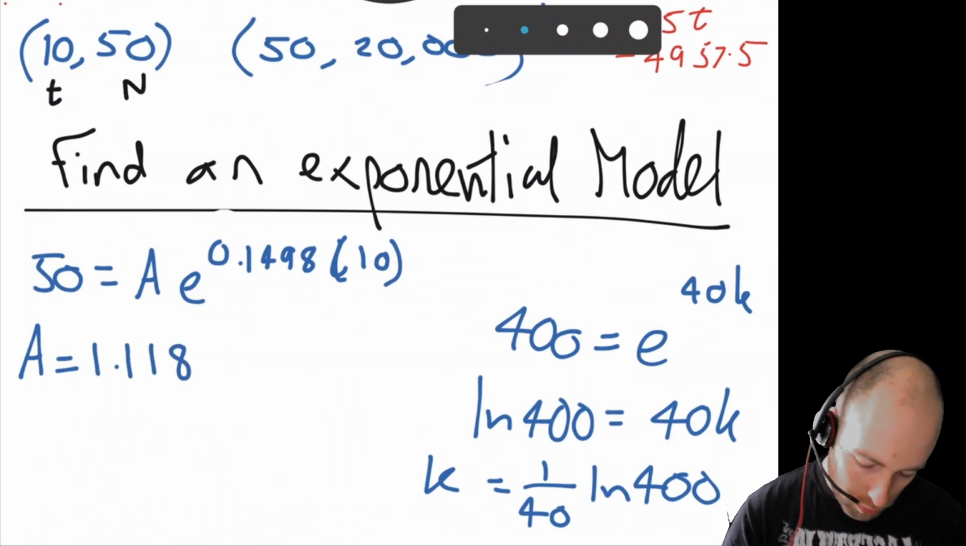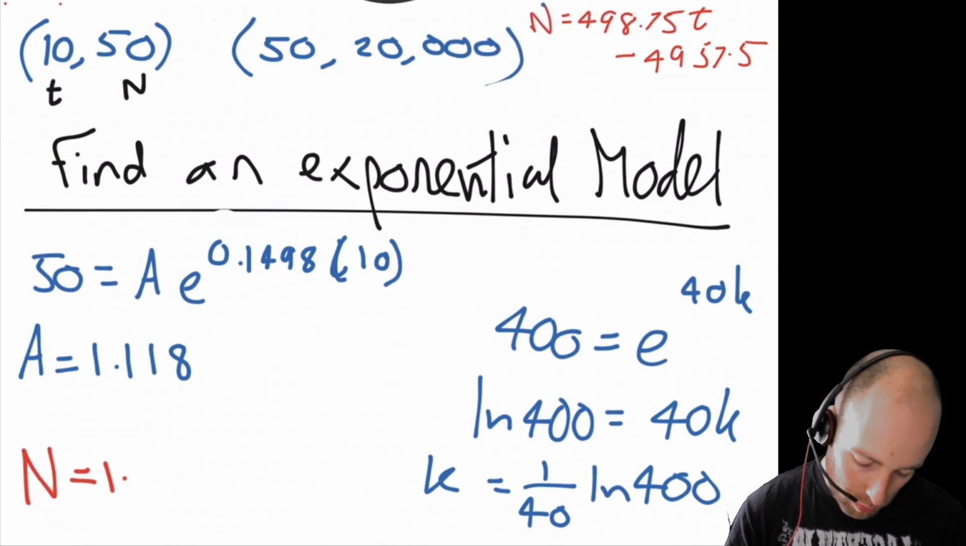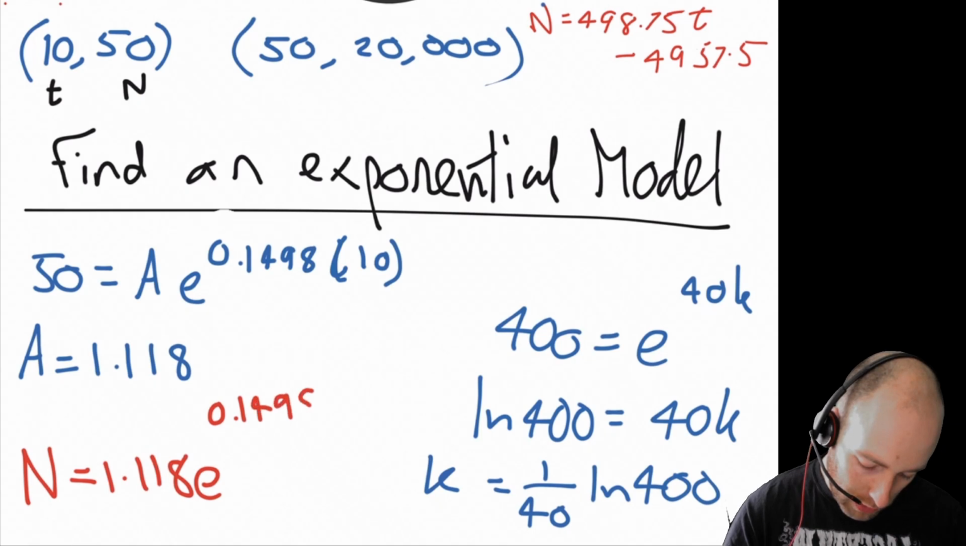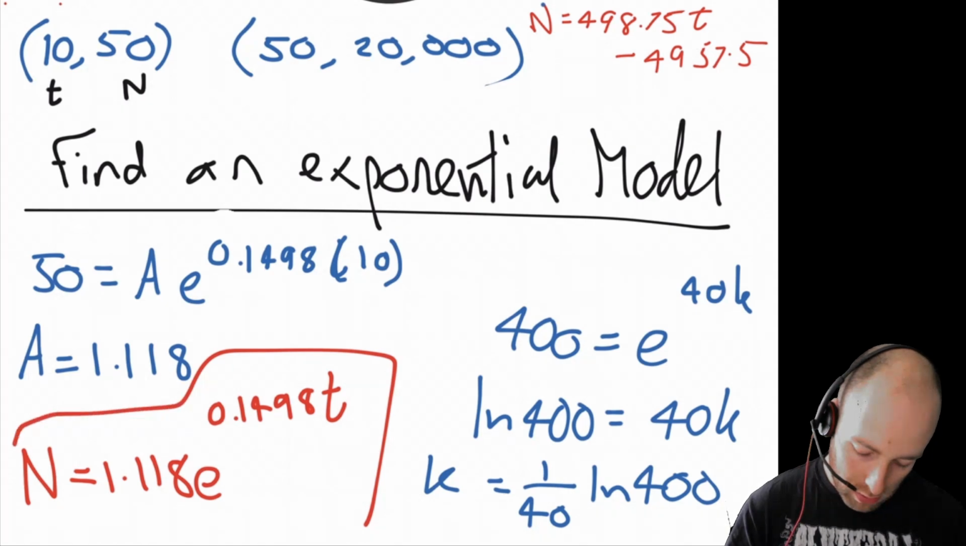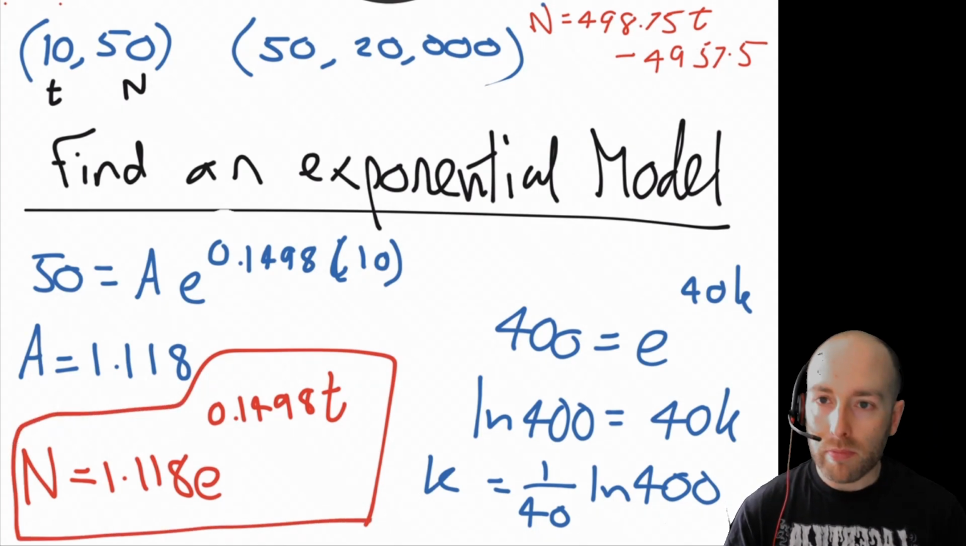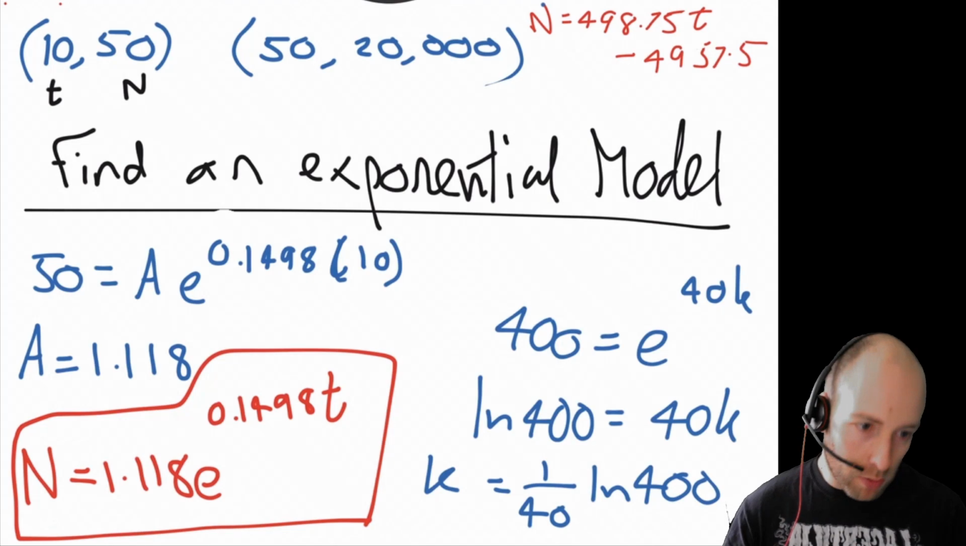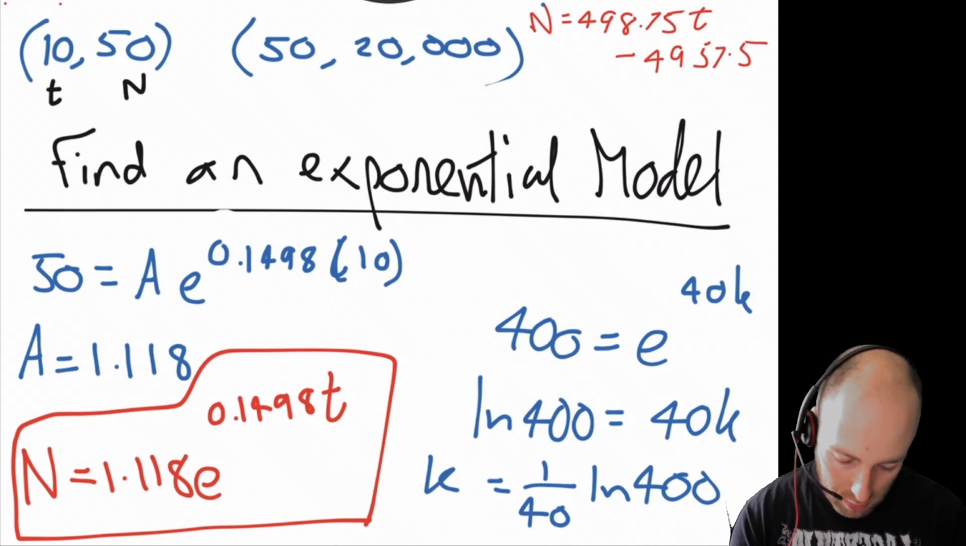So my model would be n equals 1.118 e to the 0.1498 t. So there's my exponential equation linking those 2 points.